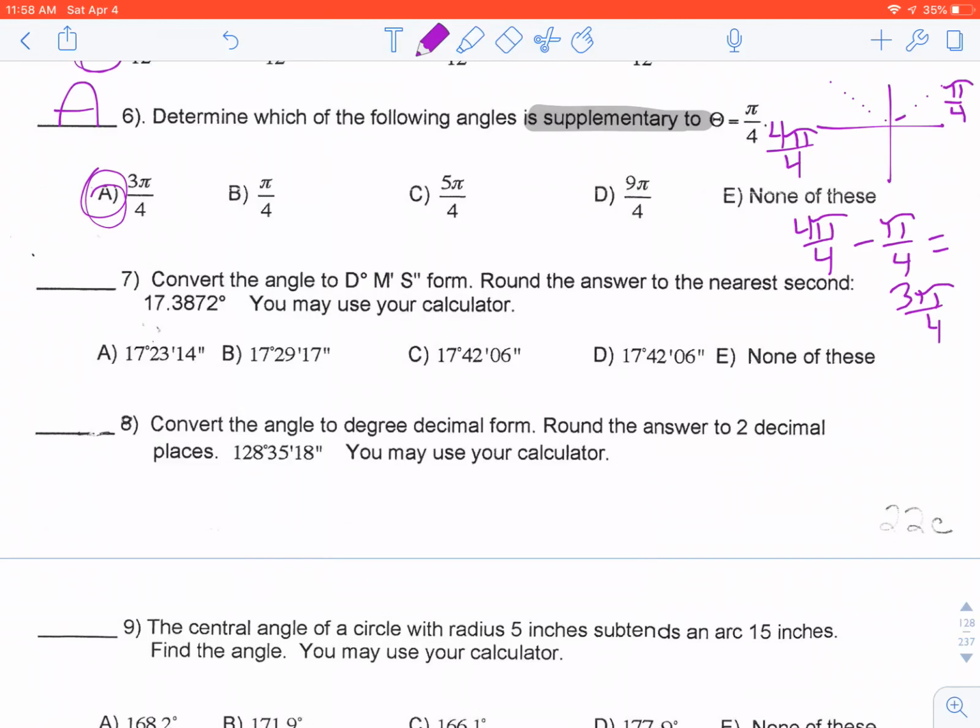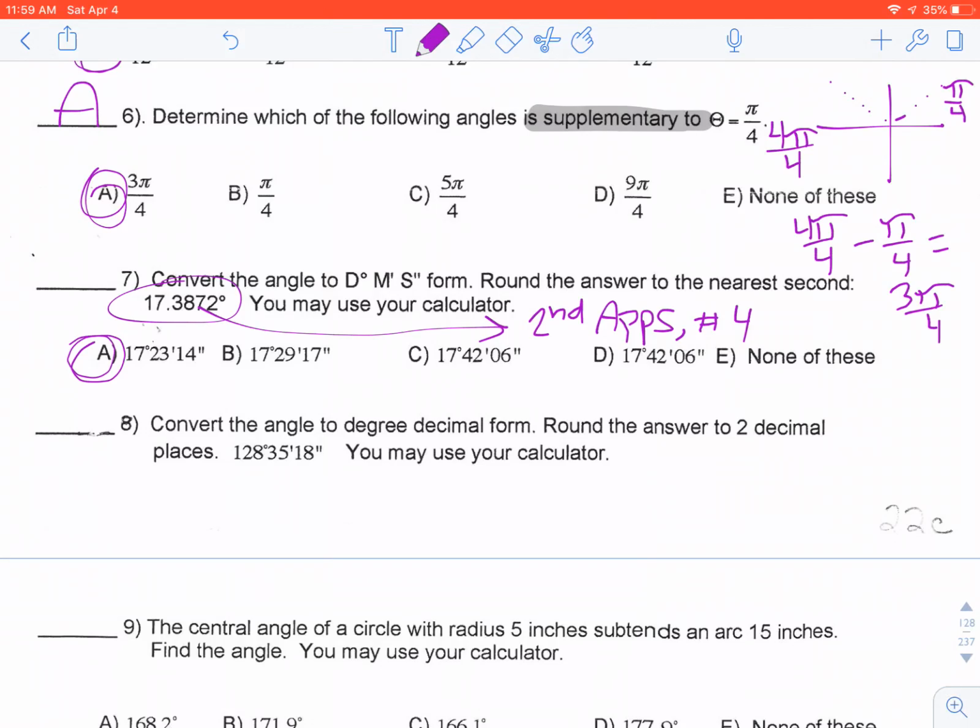Number 7, you were using your calculator to convert 17.3872 degrees. So if you had trouble with that, I want you to type in the degree, 17.3872. You then go to second apps on your calculator, press number 4 and enter. So second apps, and then you press number 4. Make sure you type the degree in first and then do that. Your calculator gives you, we're going to have to round it, it gives you letter A.